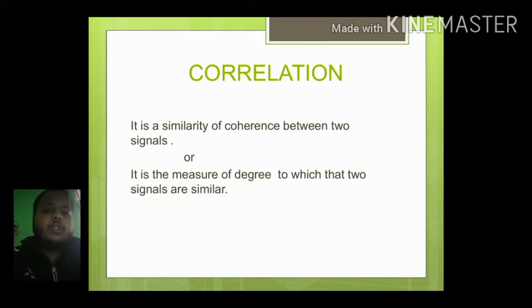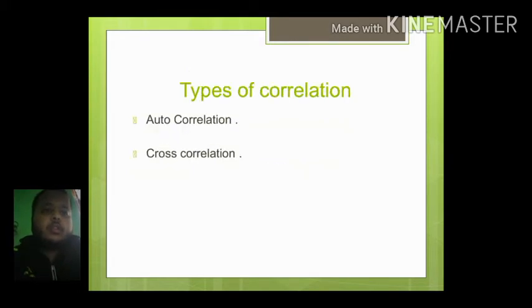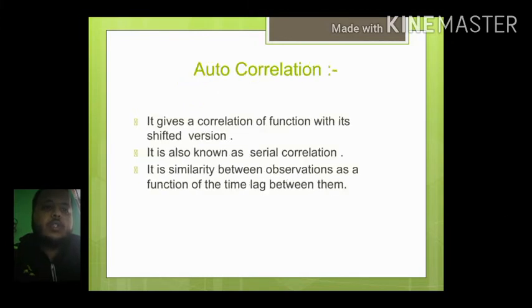What is correlation? Correlation is a similarity or coherence between two signals, or on the other hand we can say that it is the measure of the degree to which two signals are similar. Correlation is of two types: autocorrelation and cross correlation.